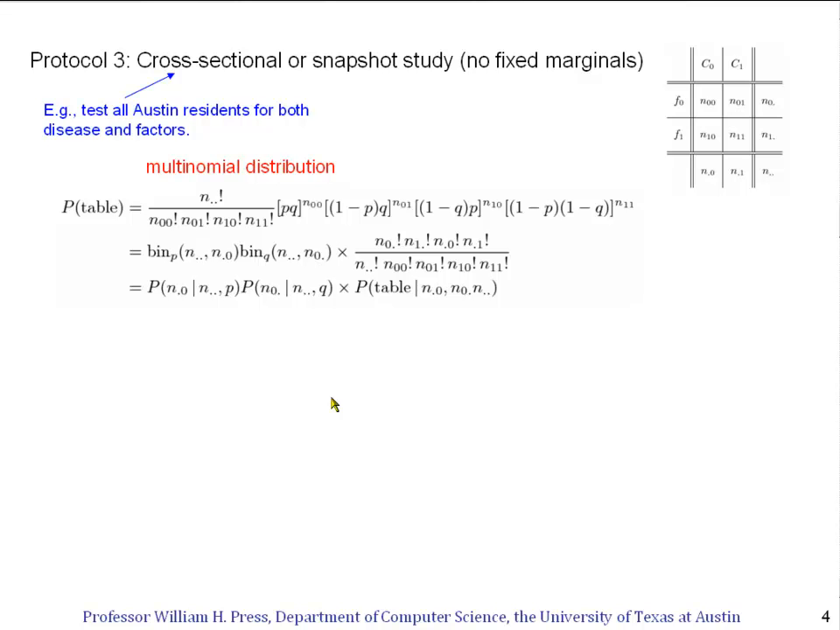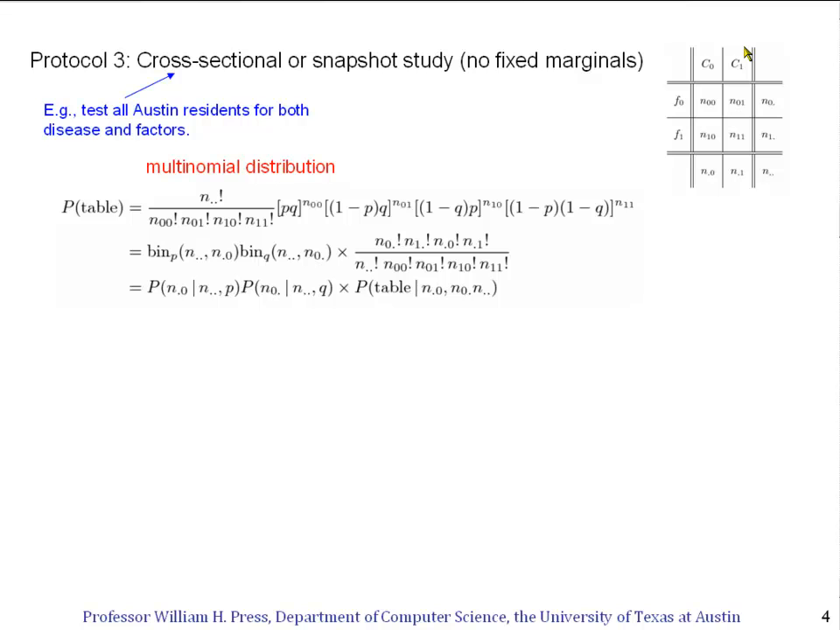Protocol number 3 is called a cross-sectional or a snapshot study, and that's a study with no fixed marginals. So an example is we're going to test all the residents of Austin for both whether they have a particular disease and what their factors are. We have two nuisance parameters, p and q, because we don't know a priori what fraction of the population should either be in one row or the other, or should either be in one column or the other.